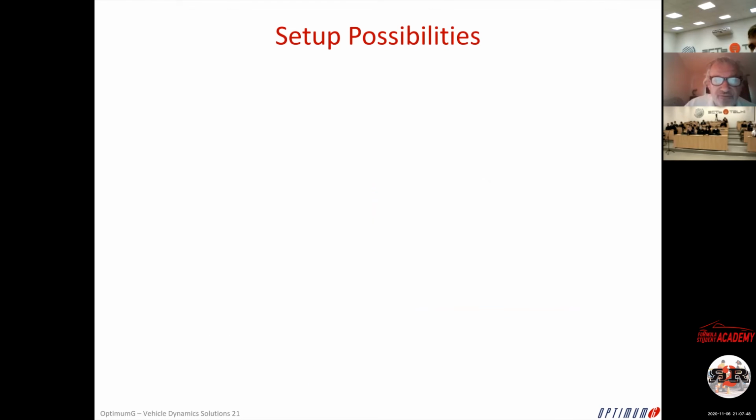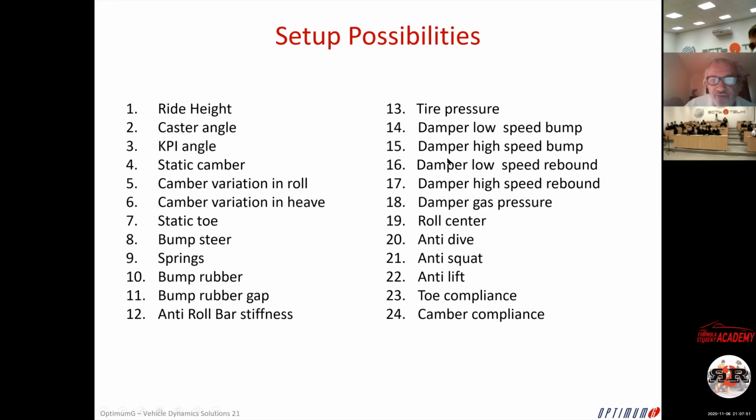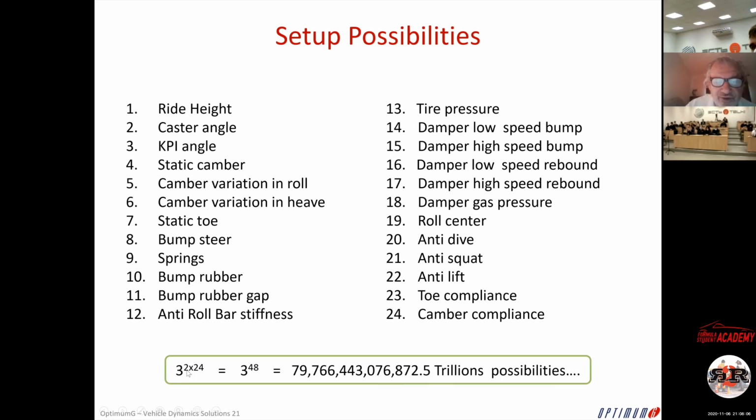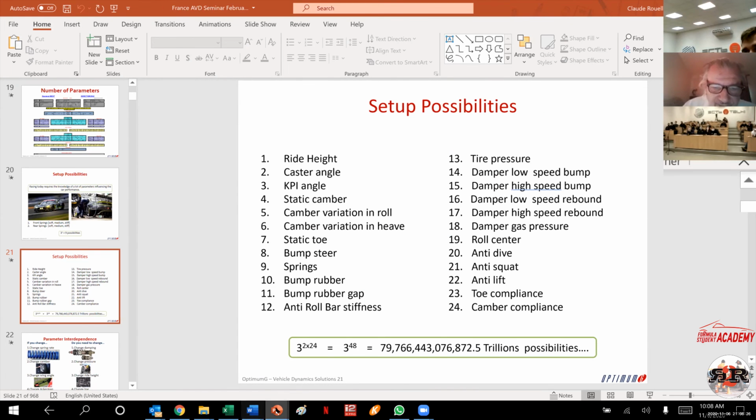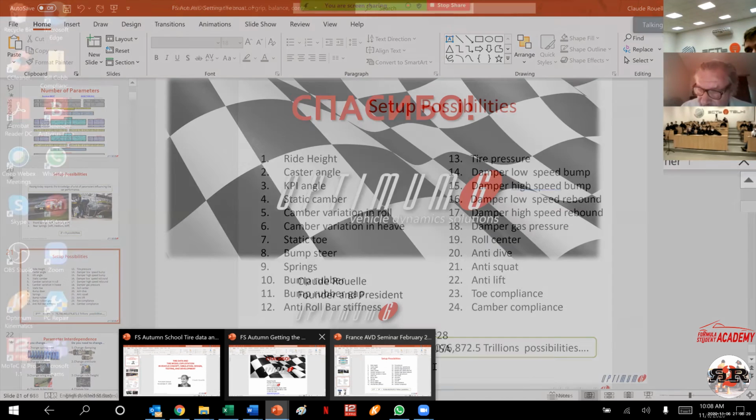And so if I take 3 possibilities on the front and 3 possibilities on the rear for 24 things, like spring, bump rubber, toe, and so on, I'm going to have 3 power 2, because there's a front and rear, multiplied by 24, equal 3 multiplied by 48, equal 79 trillions of possibilities of setup. Welcome to intellectual masturbation.